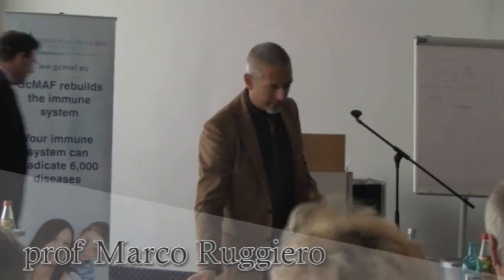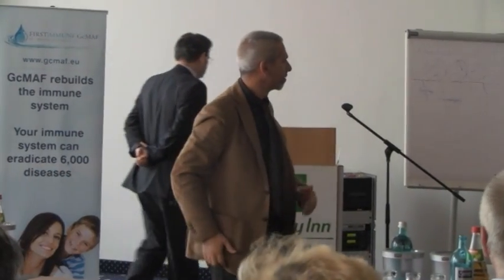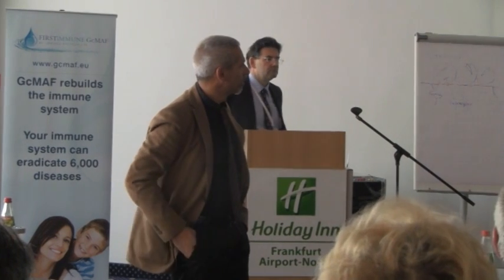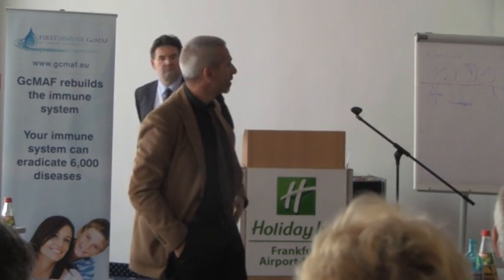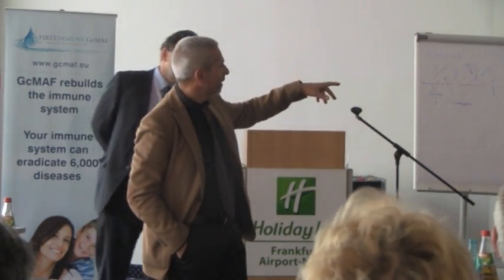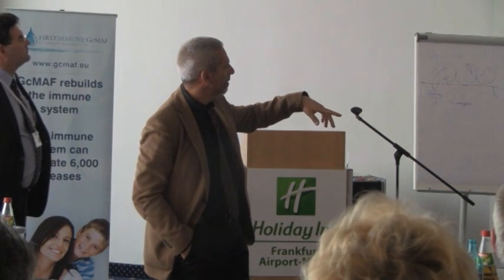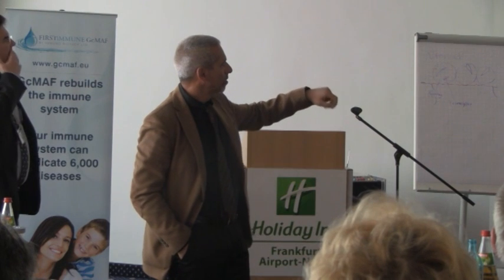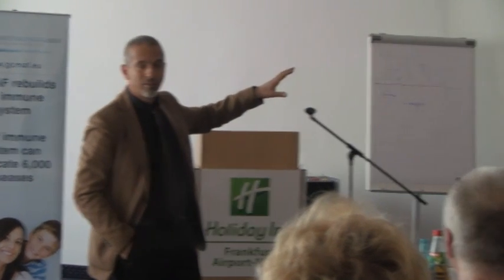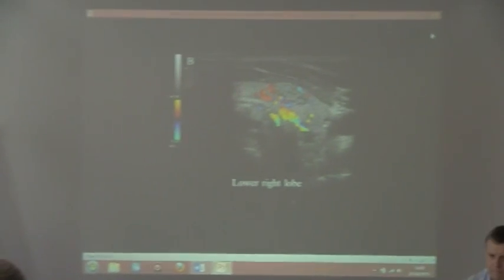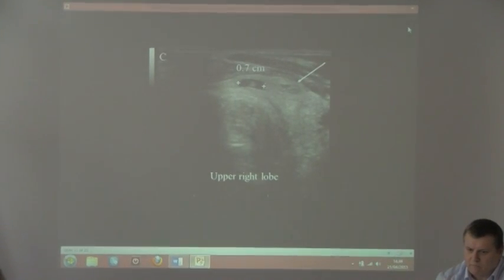These slides were taken with a machine similar to that one. Here you can see the multiple nodules in this thyroid, in the lower right lobe. If I may, next slide, you can see the vascularization. This is typical of benign nodules. You see all the blood vessels around. If I can have the next slide.